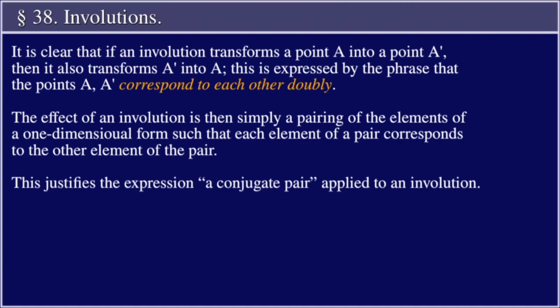The effect of an involution is then simply a pairing of elements of a one-dimensional form such that each element of a pair corresponds to the other element of the pair. This justifies the expression "a conjugate pair" applied to an involution.